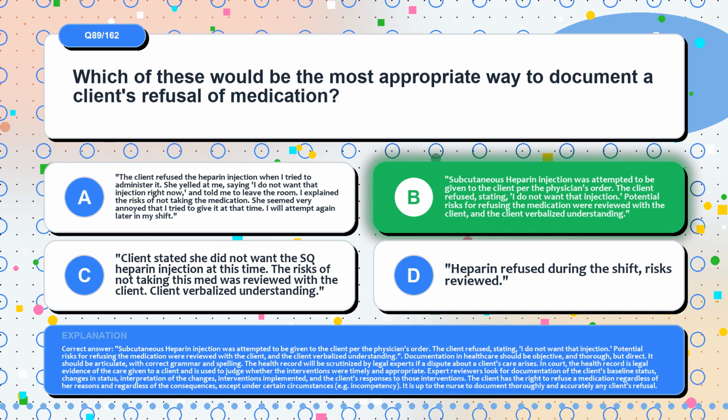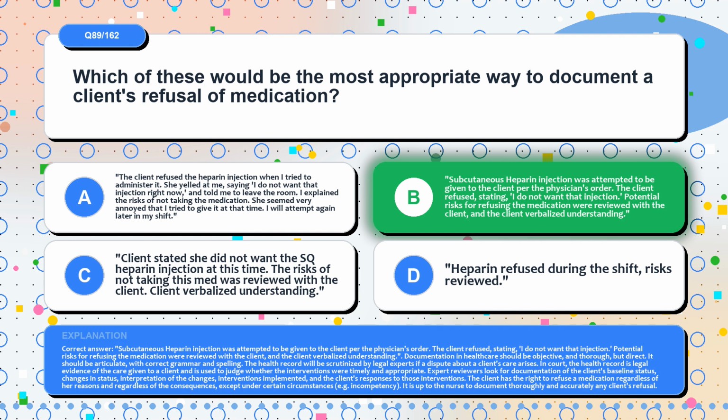Documentation in healthcare should be objective and thorough, but direct. It should be articulate, with correct grammar and spelling. The health record will be scrutinized by legal experts if a dispute about a client's care arises. In court, the health record is legal evidence of the care given to a client and is used to judge whether the interventions were timely and appropriate.